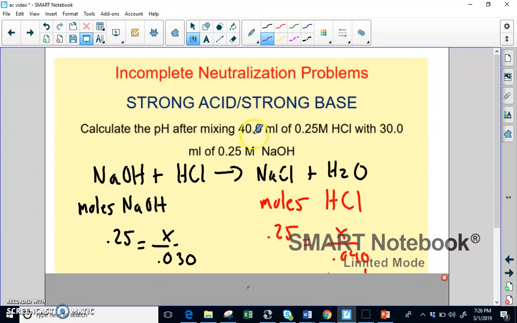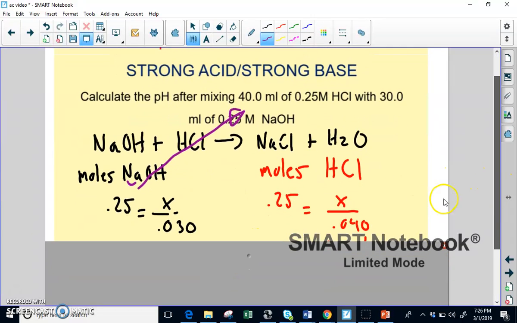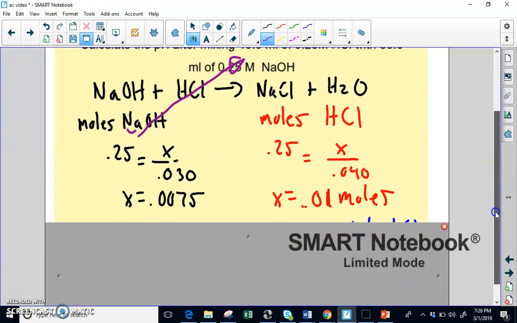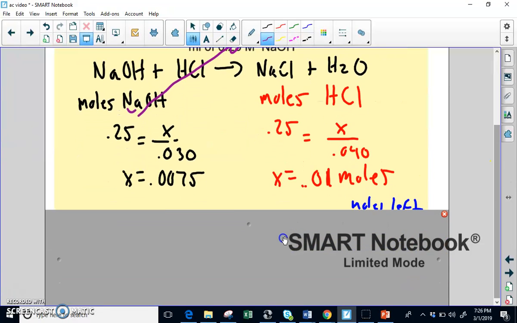So if you look, I put the 0.25 for the NaOH, and the 30 milliliters, and I solve for X, which is the moles. You cross multiply, and if I bring the shade down, you get 0.0075. And I did the same thing for the moles of HCl. So it's 40 milliliters, and it's 0.25 M HCl, and you get 0.01 moles when you do that.